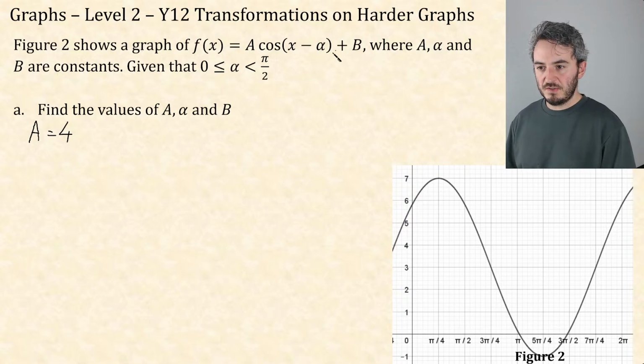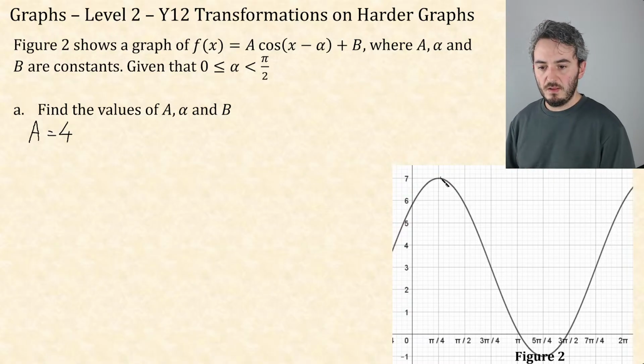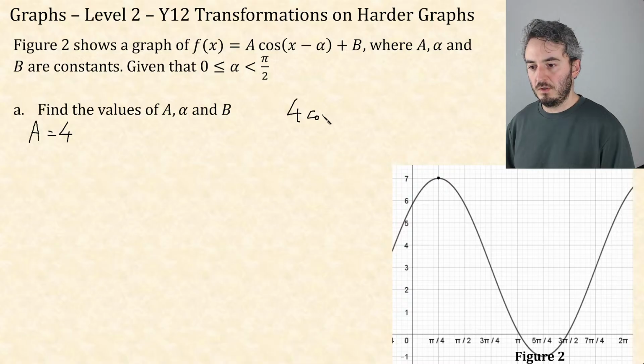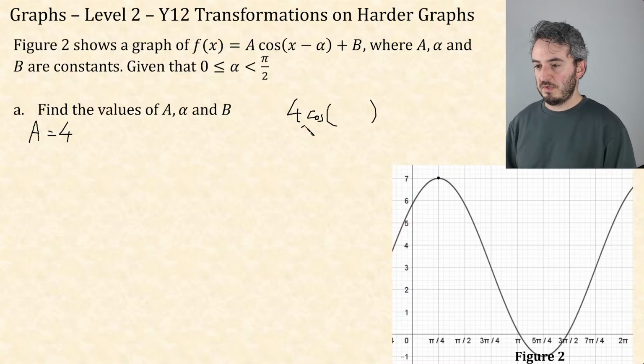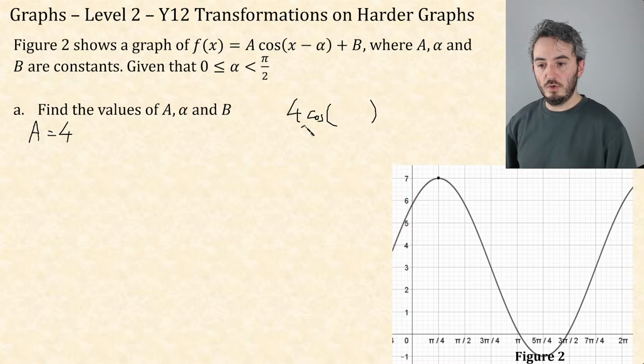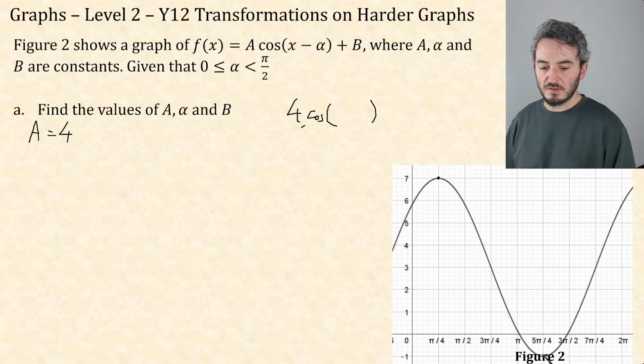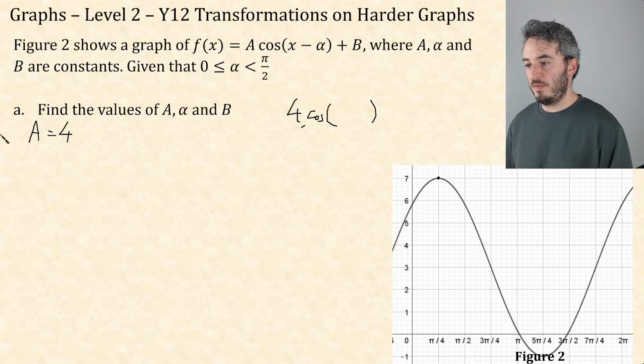All right, for these two, let's have a think. Well, the plus b, we can just compare highest points to what it would have been if it had just been 4 cos of stuff. 4 cos of stuff would go up to a maximum of 4, down to a minimum of minus 4. We go up to 7, so that's 3 more. We also go down to minus 1, that's 3 more than minus 4. That tells me that b must be 3.